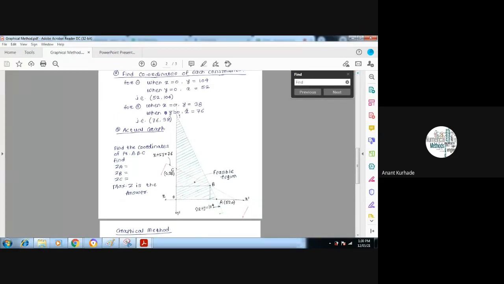See, the maximum value on x is 76 and the maximum value on y is 104. So on that graph you can easily mark 104, and you can write the unit as well. We can write 1 mm is equal to 1 unit on both the axes. Now here we have provided two constraints, so we have to draw only two lines.